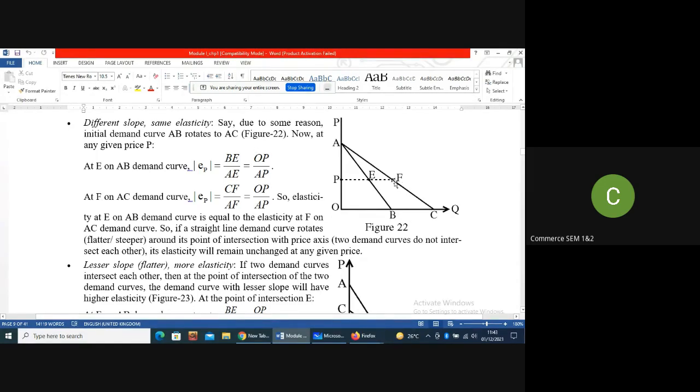Similarly, for point F on the demand curve AC, the value of elasticity will be FC divided by AF, which will be again equal to OP divided by AP. So elasticity at both points E and F are the same. Clear?